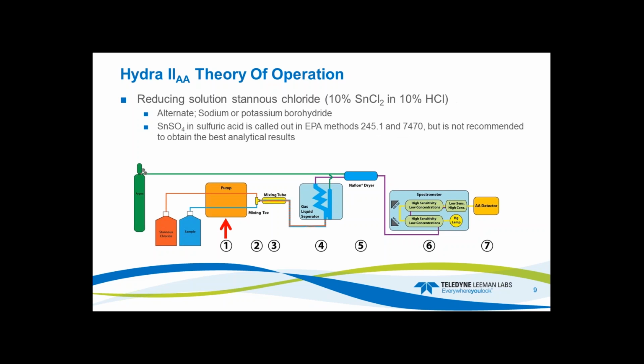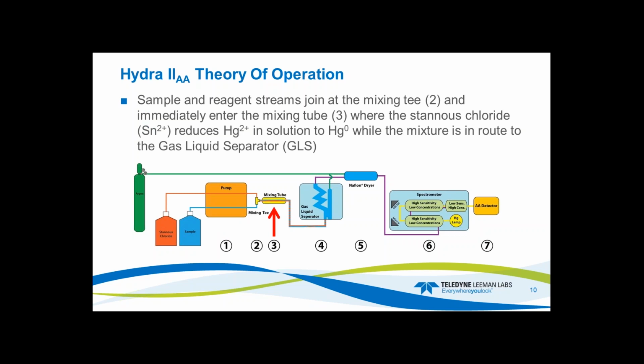In the old methods, 245.1 and 7470, they call out for stannous sulfate and sulfuric acid, and that's not recommended. It'll be cloudy white and a precipitate will form. So it's best to use the manufacturer's recommendation for the reducing agent. In our case, it's 10% stannous and 10% HCl. The sample and reagent streams join at the mixing T, and immediately the reaction takes place.